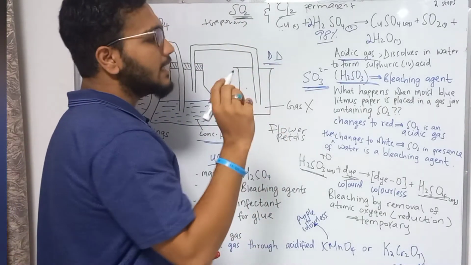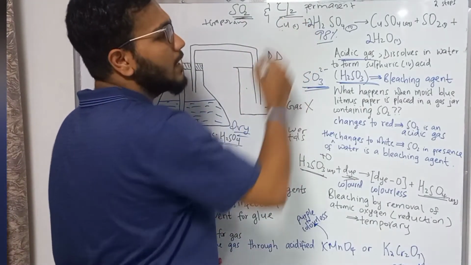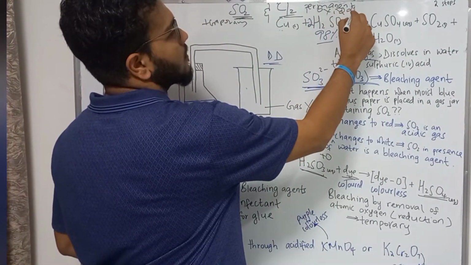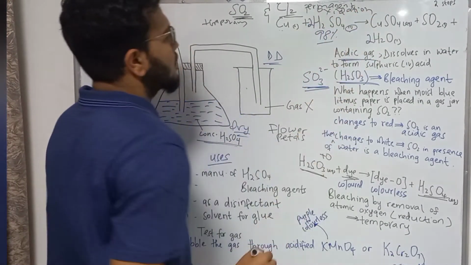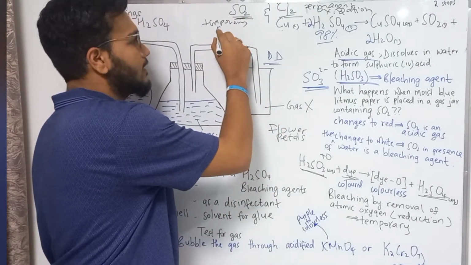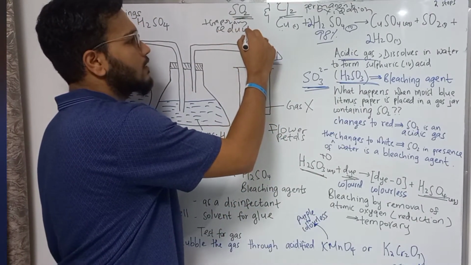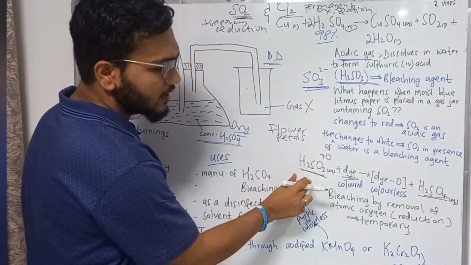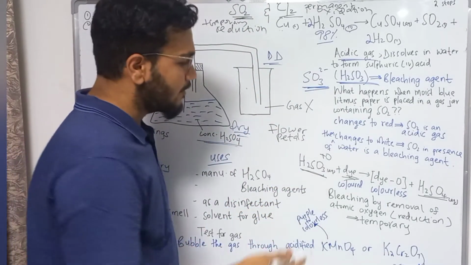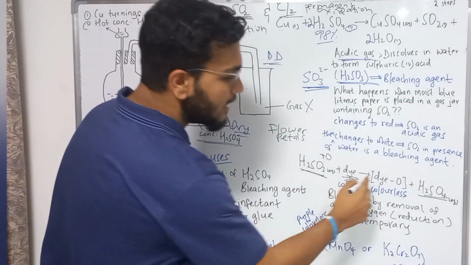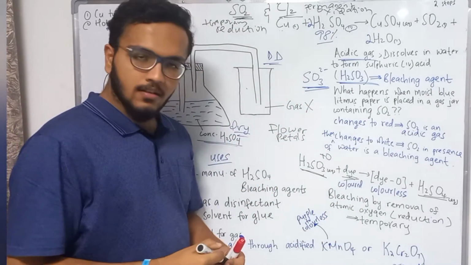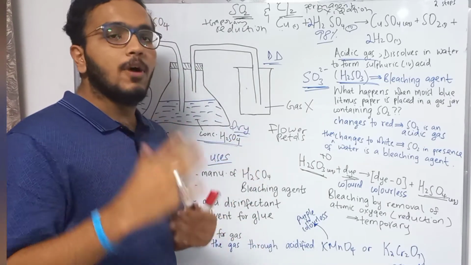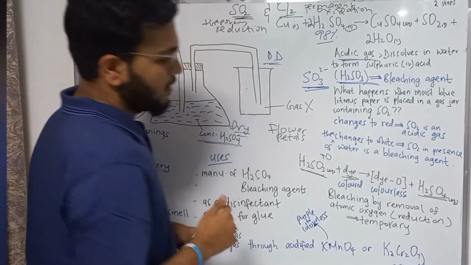Okay, the second difference is chlorine bleaches by oxidation, and SO2 bleaches by reduction. So if chlorine were here instead of SO2 or SO3 2-, instead of sulfite ions, the dye would gain the oxygen and it would be oxidized. It would be dye plus O to form permanent bleaching.